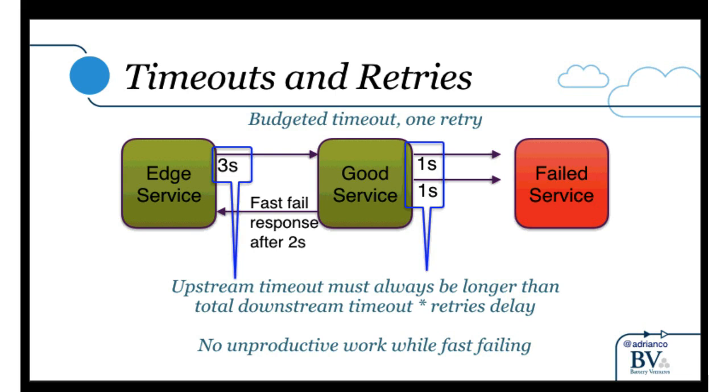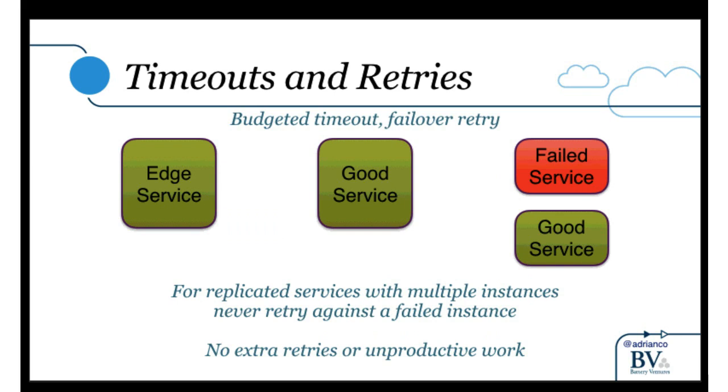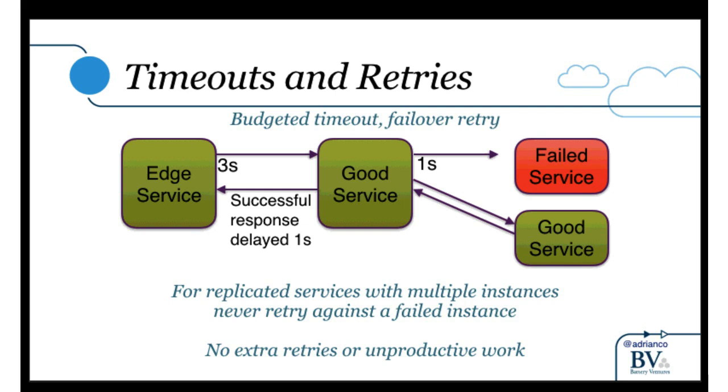And there's no unproductive work in this. But there's an optimization here. Often what we've got is multiple copies of each service. And this is actually the way that the Netflix libraries work, and I've also heard that Uber have their own framework, but it does the same thing. If you get a failure talking to a service, you don't retry on that service. You retry against another one. So if you fail on one connection, you try a different connection, going to a different instance of the service, and it's quite likely to work.